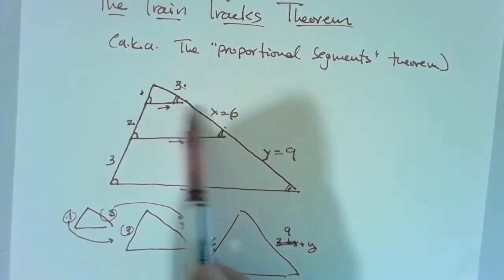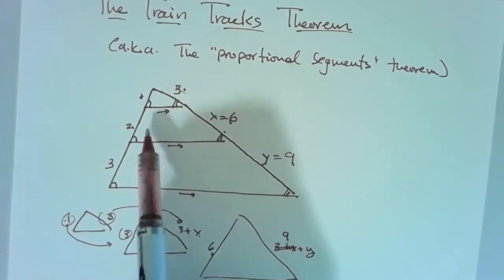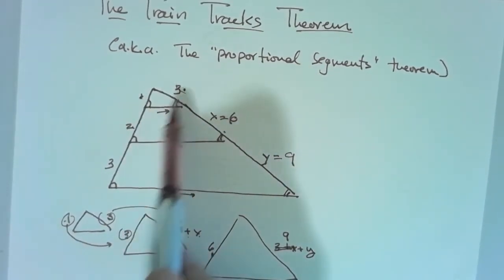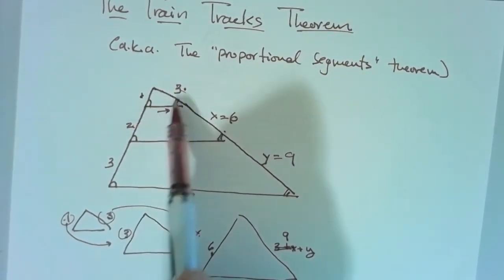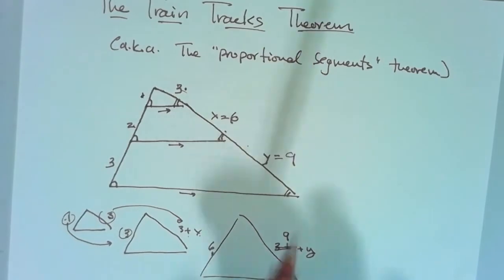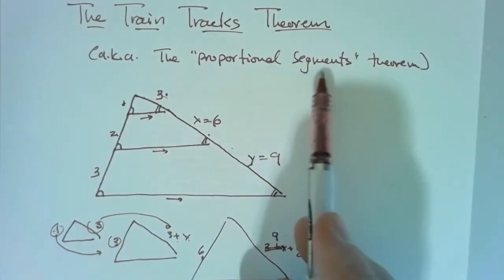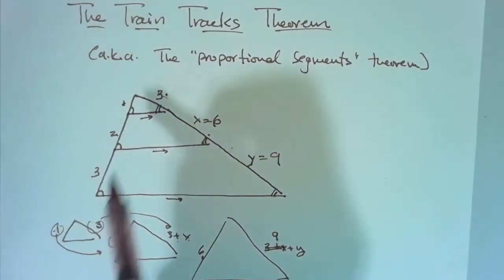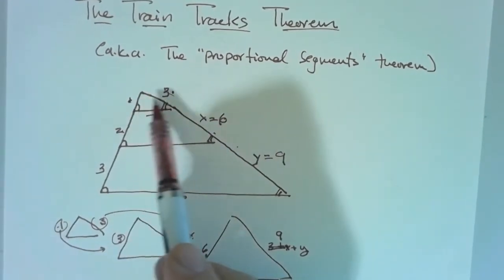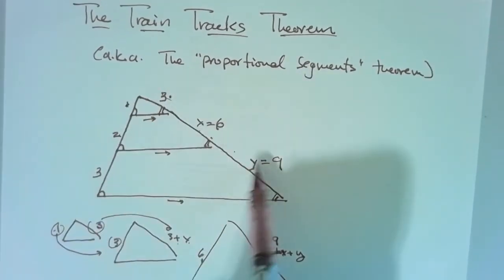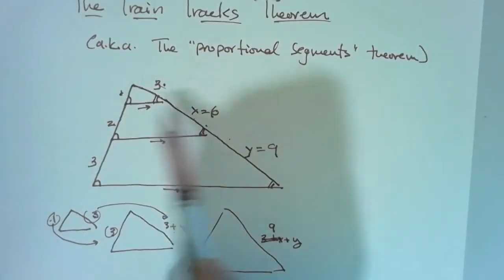So when I run these parallels across here, apparently this side-to-side ratio between corresponding segments is the same. That's why this is called the proportional segments theorem officially. When you put parallel lines across here like this, these segments that are created are proportional to one another as you go from one side to the next.